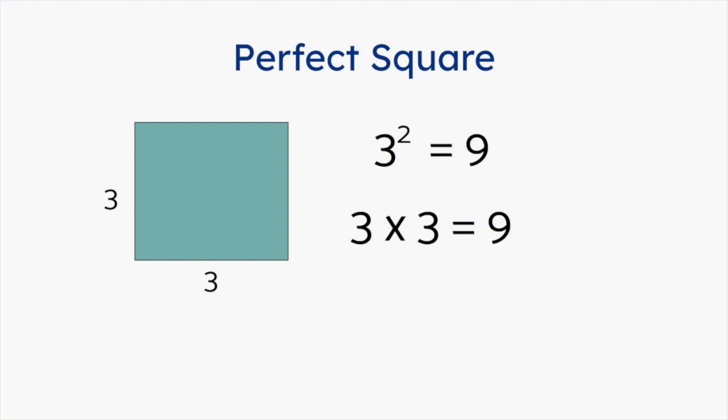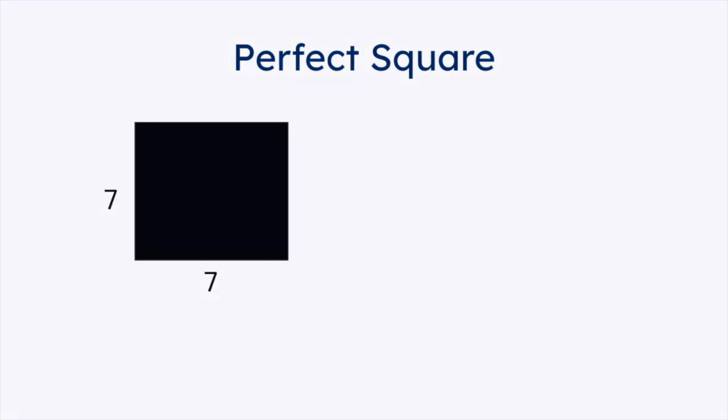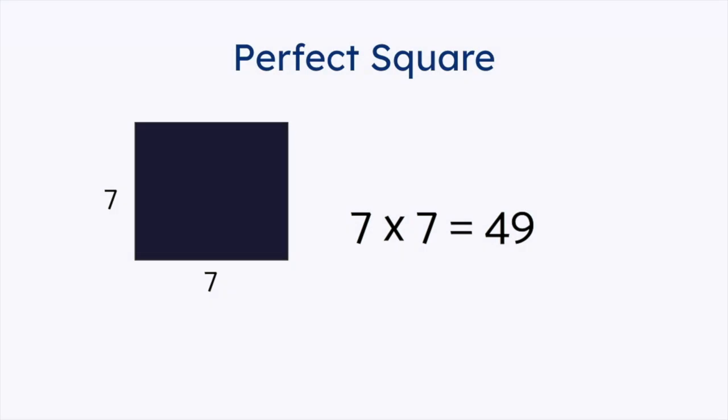All right, here's one more and then we'll be done with this. 7 squared is 7 times 7, which is 49. Here's how it looks as an exponent. 7 squared is 49. All right, I hope that clears it up a little bit, but let's keep it moving.